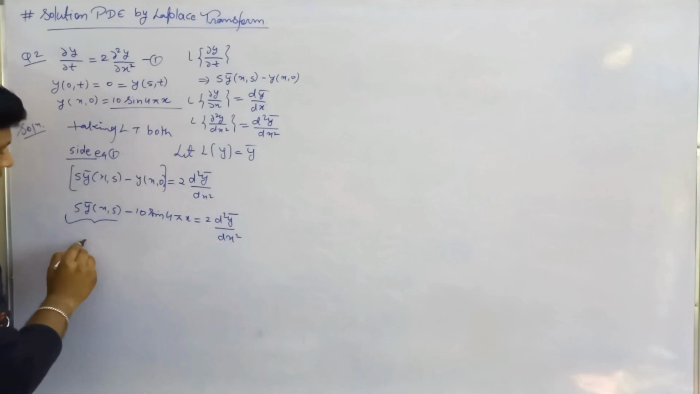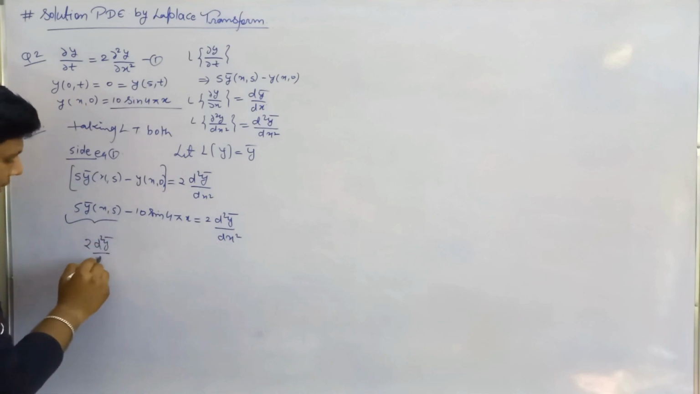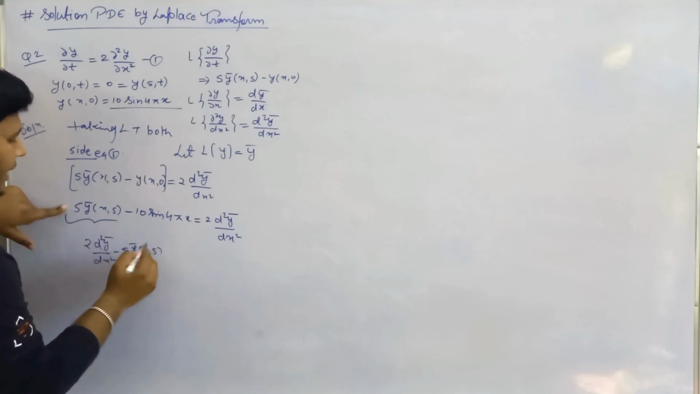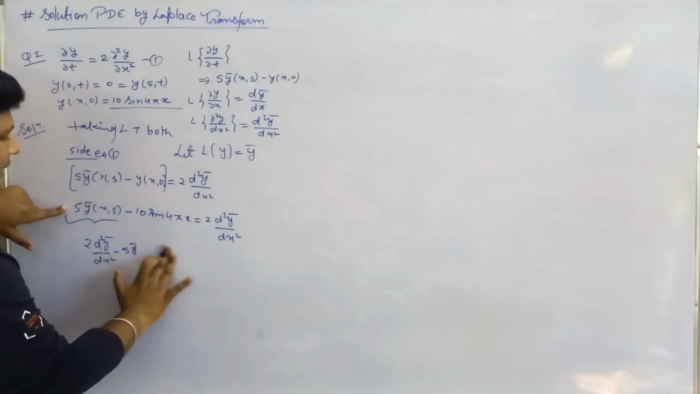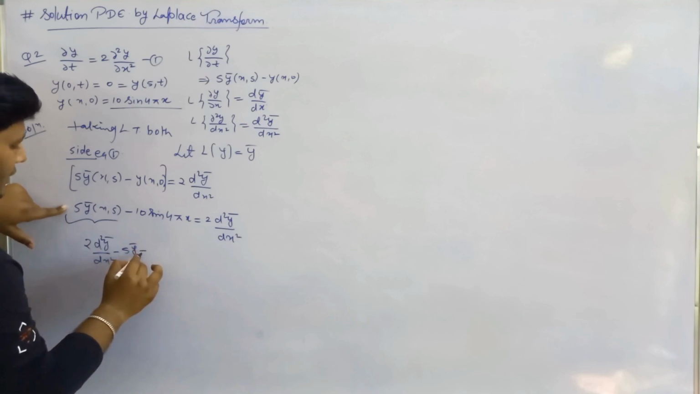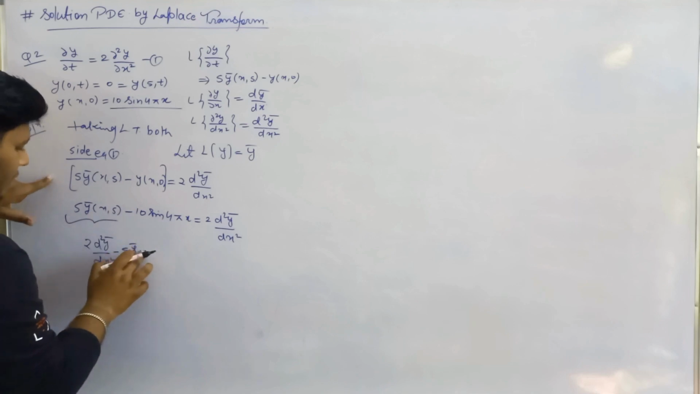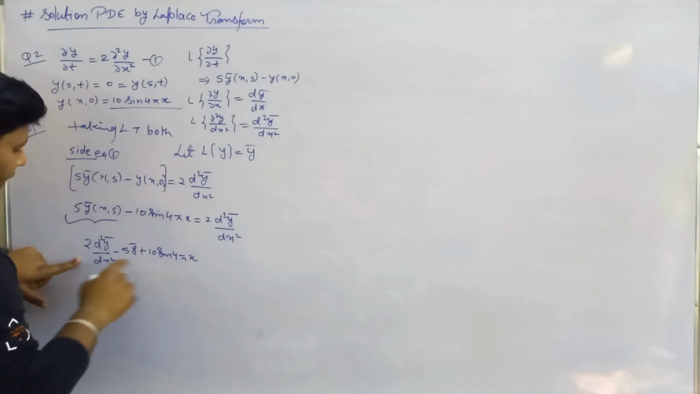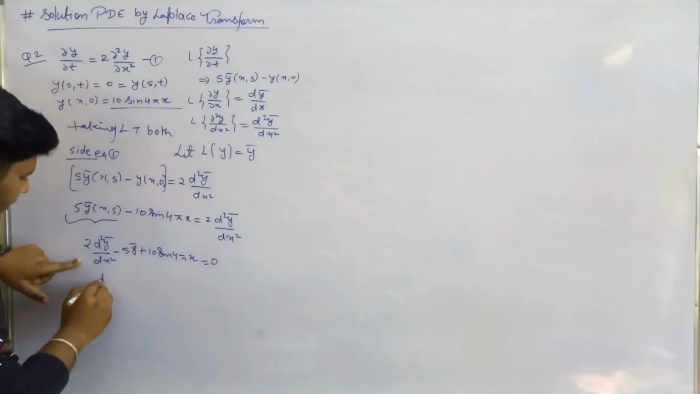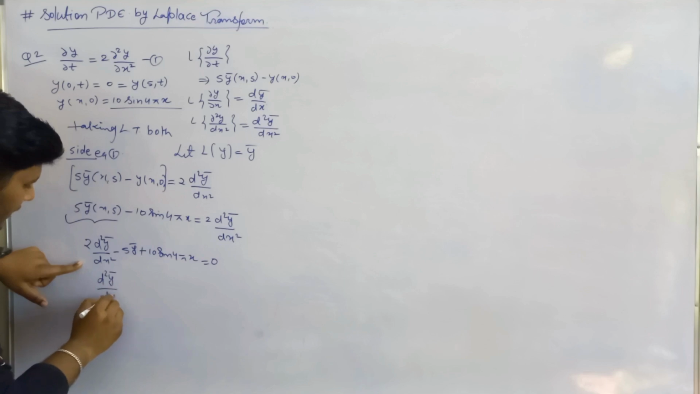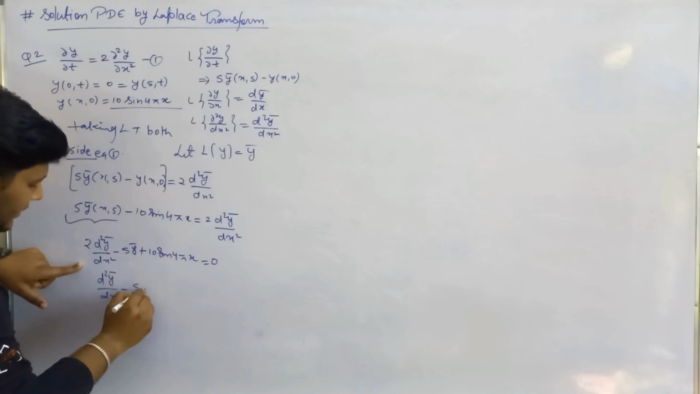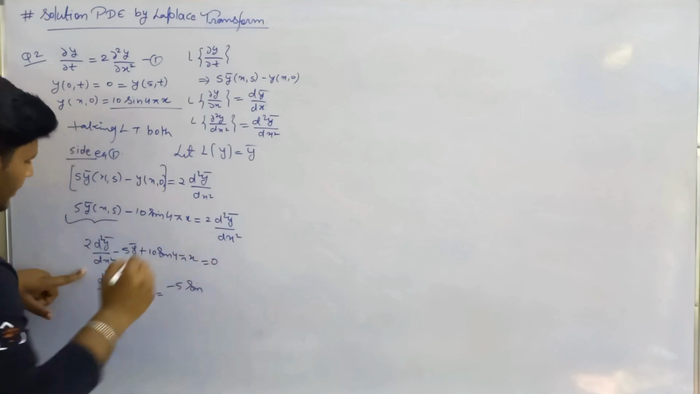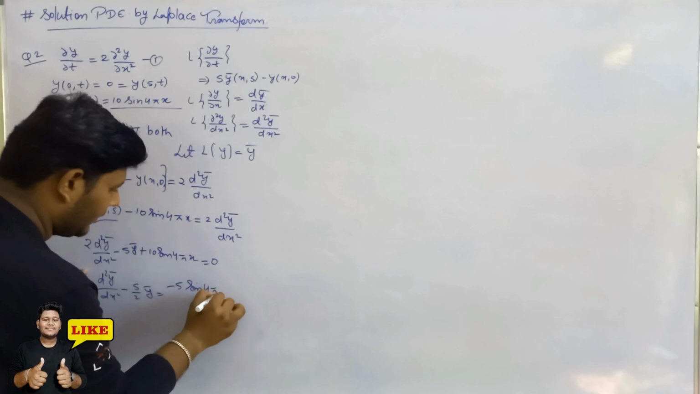Now I can write del 2 y bar over del x square minus s y bar x, I can write only y bar, equals plus 10 sine 4 pi x. Now on dividing by 2, del 2 y bar over del x square minus s by 2 y bar is equal to minus 5 sine 4 pi x, sending it to the right hand side.